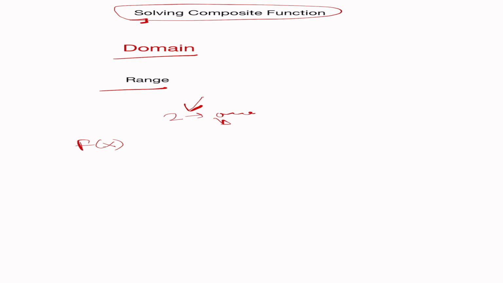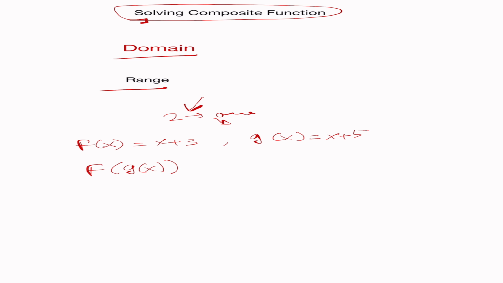Since we know how to solve the composite function from the previous example, now let's find the domain and range for this composite function. What is a composite function again? Just to remind you, it's two or more functions combined into one function. Let's say f of x equals x plus 3, and g of x equals x plus 5. So the composite function is simply f of g of x.